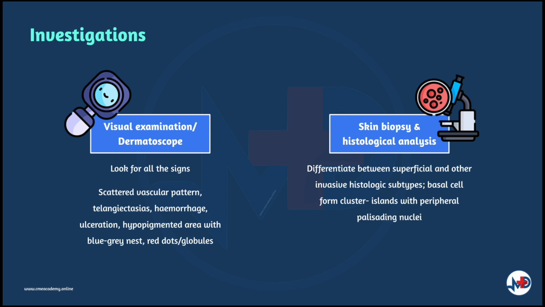Dermatoscopy shows a scattered vascular pattern, telangiectasias, hemorrhage, ulceration, hypopigmented area with blue-green nest, and red dots or globules. Skin biopsy is the gold standard for diagnosis. It can differentiate between superficial and other invasive histological subtypes. Histopathology will show basal cells that form clusters and islands with peripheral palisading nuclei.